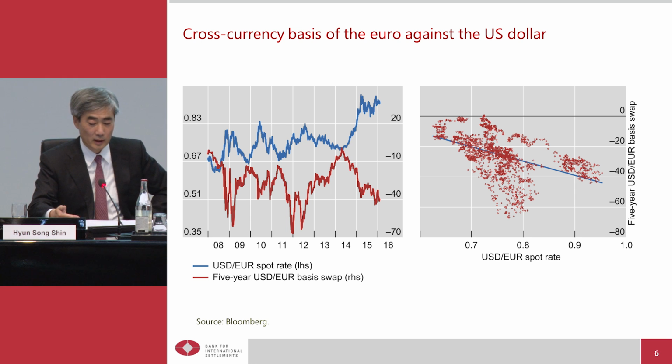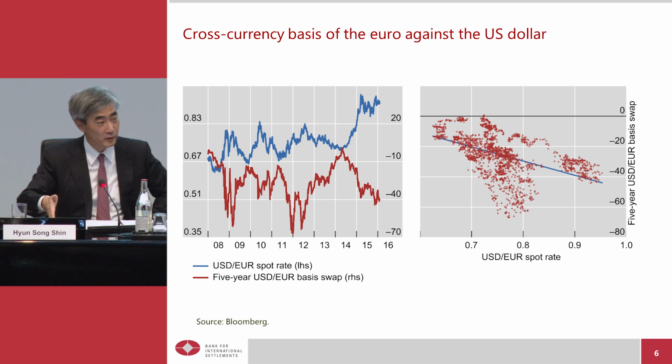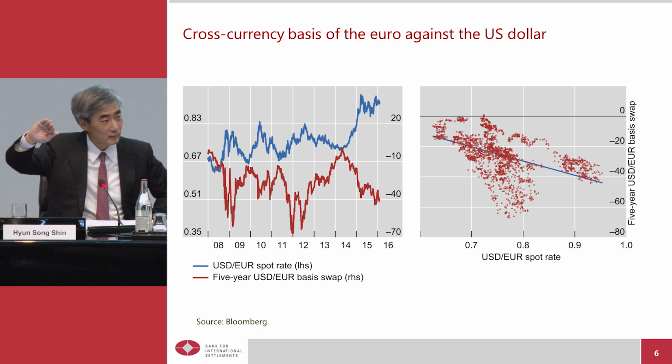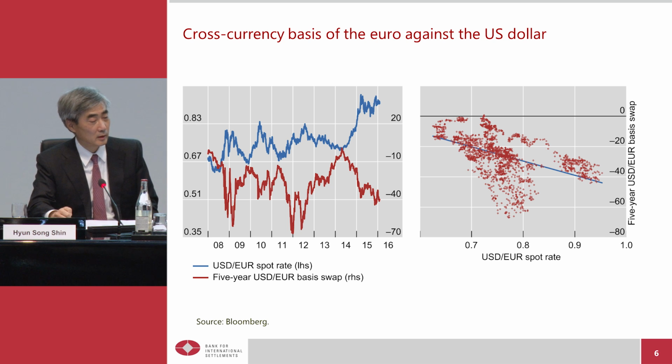And so the fact that the cross-currency basis is now coming down into further negative territory as the blue line goes up is a sign that as the dollar is strengthening, that is really putting a squeeze on these dollar positions that were built up to hedge the currency exposure.